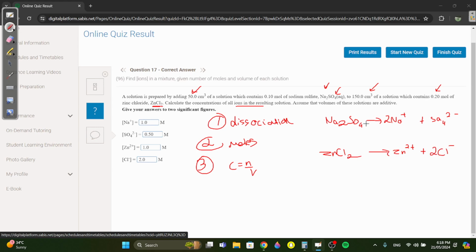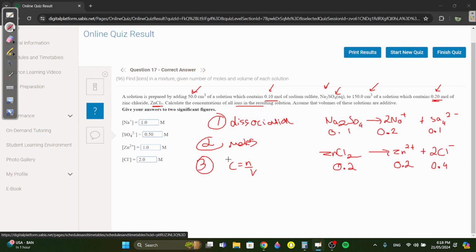Right. Okay, now the second step is the moles. Here we have 0.1 moles, so here 0.1. Since the coefficient of this is 2, what does it become? 0.2. Then the coefficient of SO4 is still 1, so we keep it as 0.1. Okay. Here for ZnCl2 they told us 0.2 moles, so you write 0.2 moles. Here zinc has the same coefficient, so it will be 0.2. Here it's 2, so you have to multiply by 2 and you get 0.4.